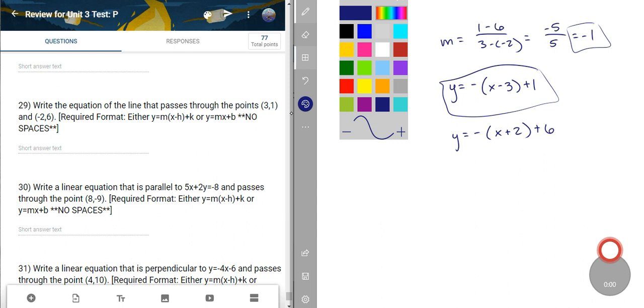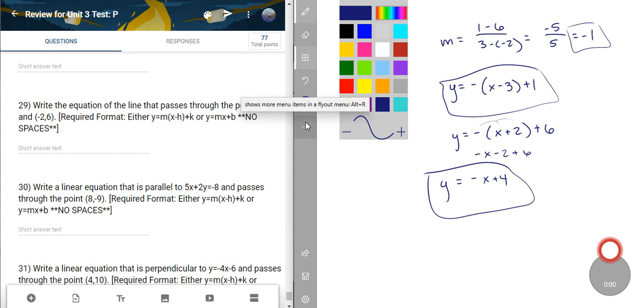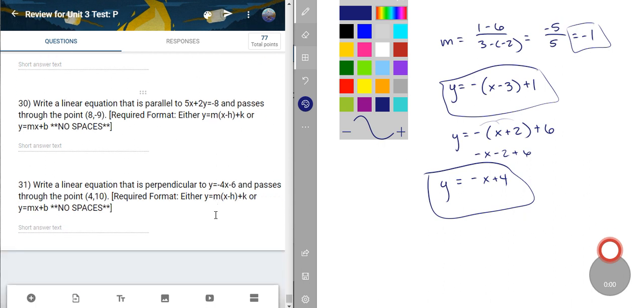That's totally acceptable. And if you wanted to be an overachiever for whatever reason and throw it into y equals mx plus b, feel free, distribute that through and combine your like terms. Negative x minus 2 plus 6, so this is negative x plus 4. This is also an acceptable answer too. Whichever format you like best, go for it. All right, I think these are our last two.